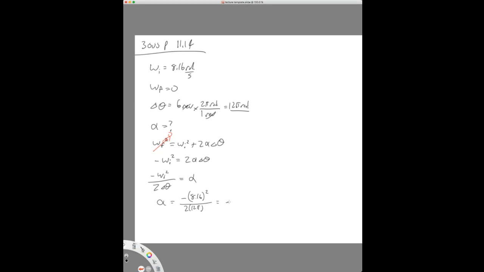I get negative 0.88, and my units must be radians per second squared instead of meters per second squared. When we have a rotational or angular acceleration, it's going to be radians per second squared. You can see how that works by looking at what we have. We have radians per second quantity squared over something with radians. So that's radians squared per second squared over radians, and one of those radians cancels out and leaves me with radians per second squared.